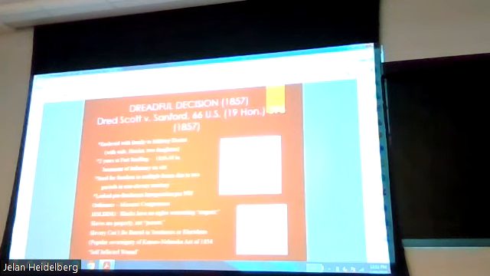Now we get to the Dred-Scott decision. All this is happening in the late 1850s. I'm going backwards a little bit. The Dred-Scott case was the signature event that precipitated the Civil War. There's a lot of other things going on: Uncle Tom's Cabin, the splitting up of political parties. But the Dred-Scott case was the match that ignited the fuse to the Civil War.